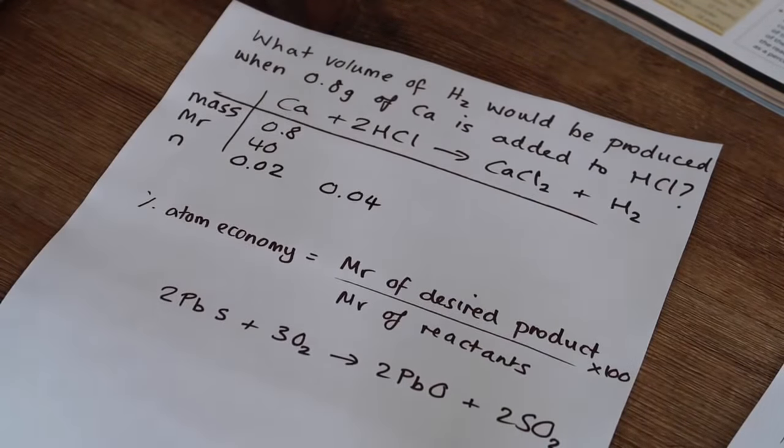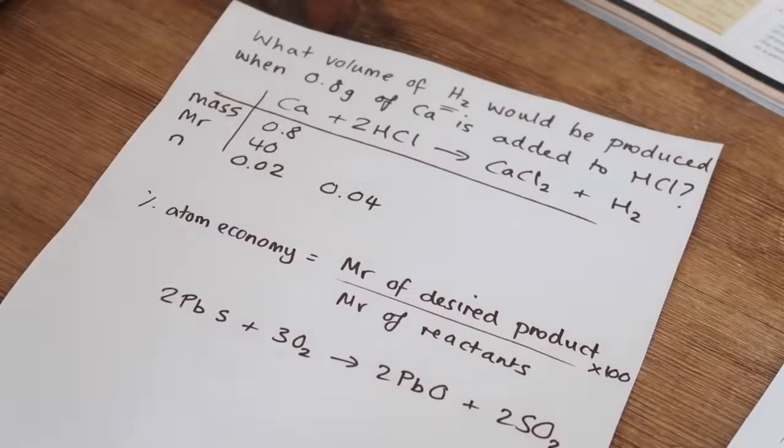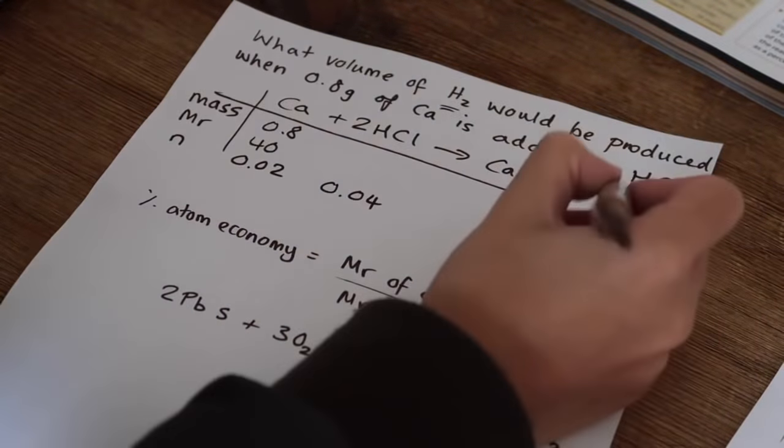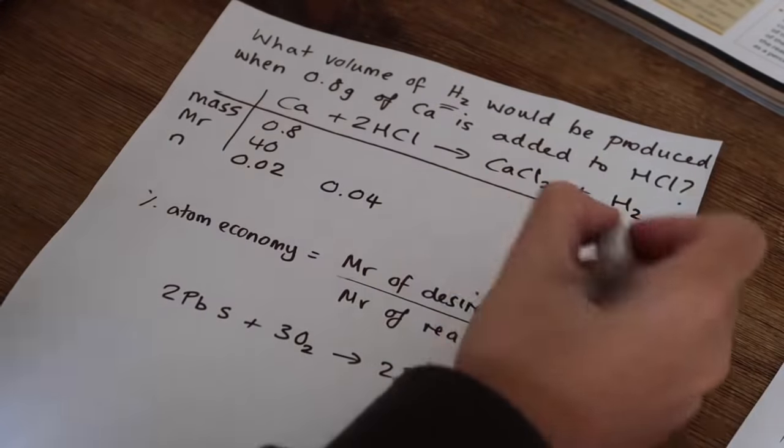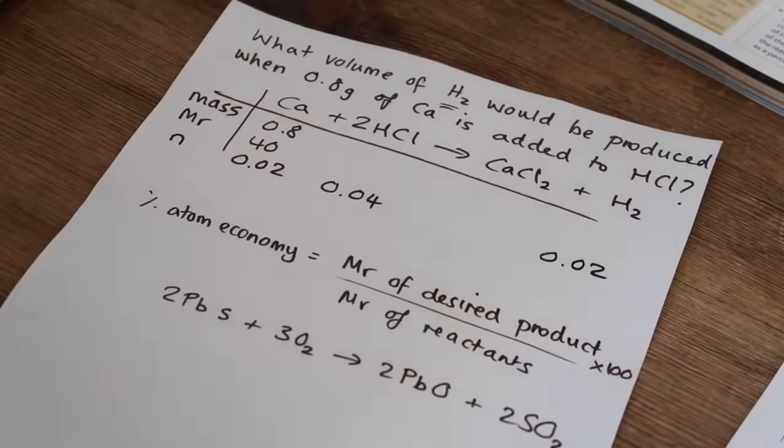Why am I doing this? This is why you shouldn't do this, because I've gotten so carried away that I've forgotten what the question's about. I'm looking for the volume of hydrogen. Oh my goodness. So we look at the big number in front of hydrogen. It's a 1, so it's the same as calcium. So we just take that 0.02 across.